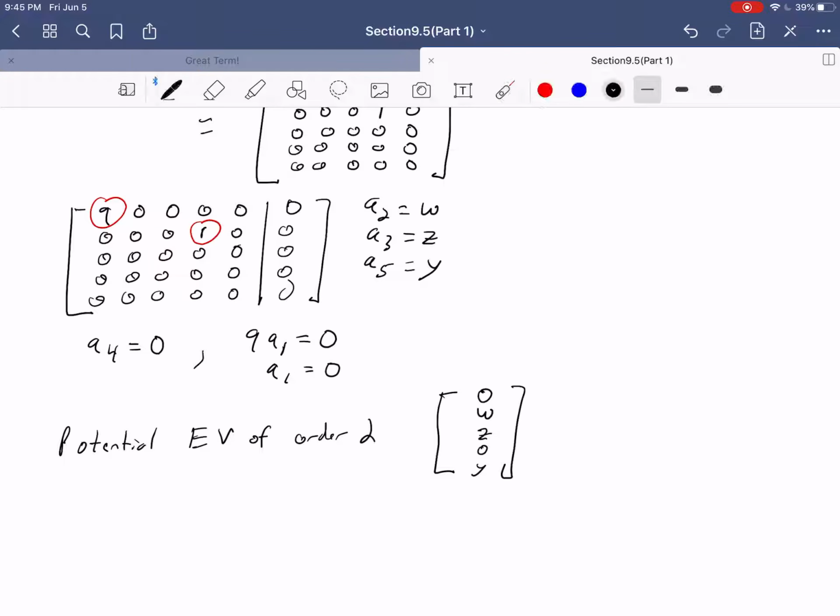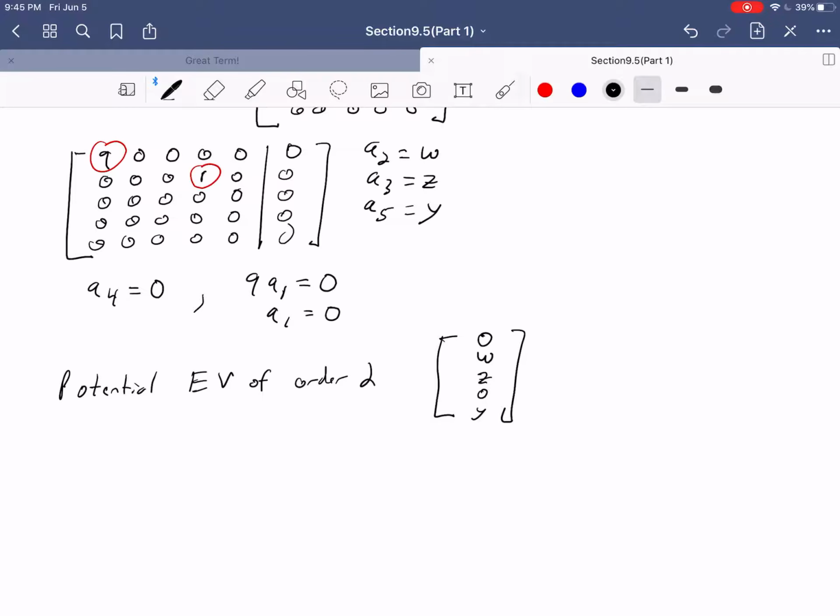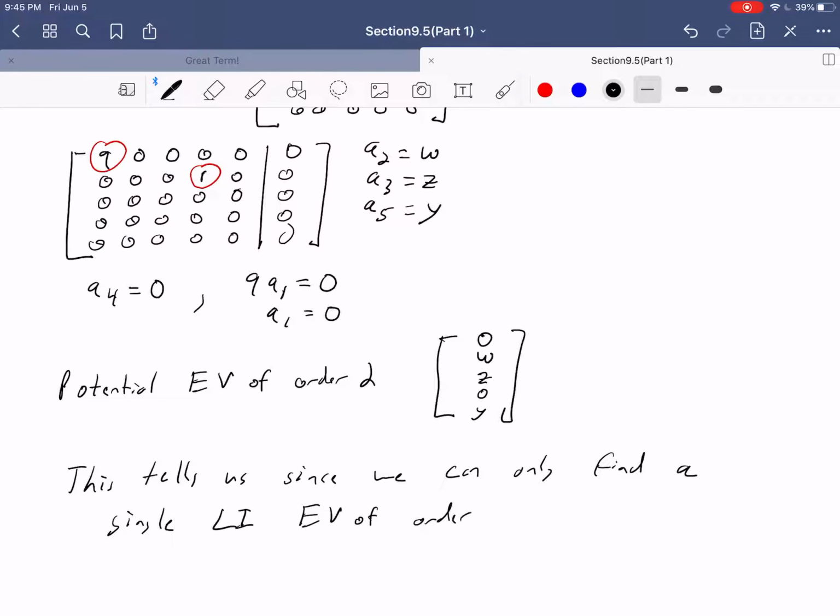Well, that means we need to look for order 3. So this tells us, since we can only find a single linearly independent EV of order 2, we need an EV of order 3. Now, there is a little bit of sort of a cheat for getting that eigenvector of order 3.